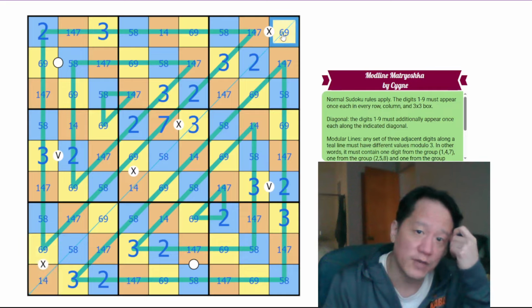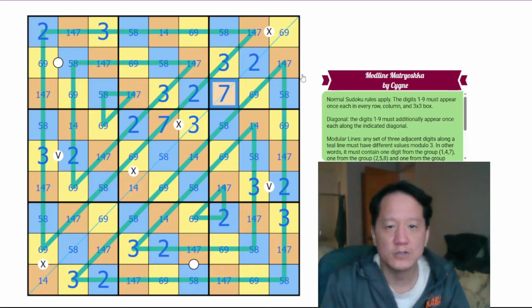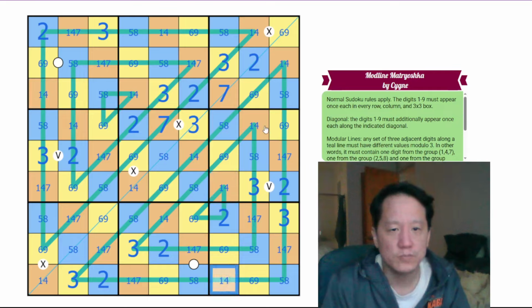So where is the 7 along this diagonal? It must be here. So this is 7, which eliminates 7 in the rest of the box, and rows, and column. Where is the 7 in this right central box? Can't be here or here, so it must be here, which eliminates 7 from being here. So that leaves this as a 7 in this left central box. This can't be 7 here or here.